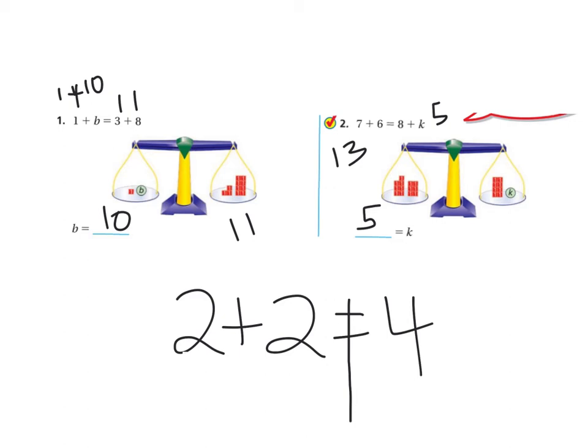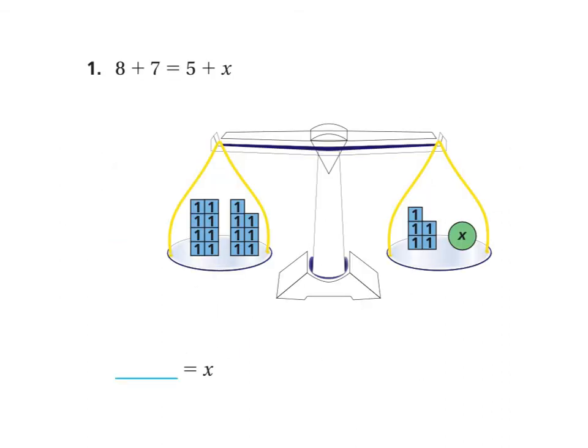When you see it in the form of a balance scale, it's a visual to look at. It makes a little bit more sense. You can see what you're trying to do before we get to more complex equations.